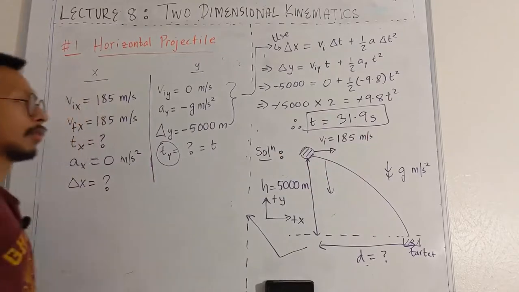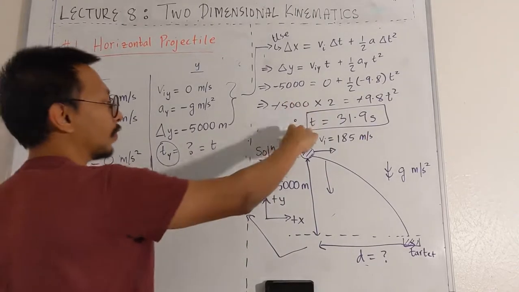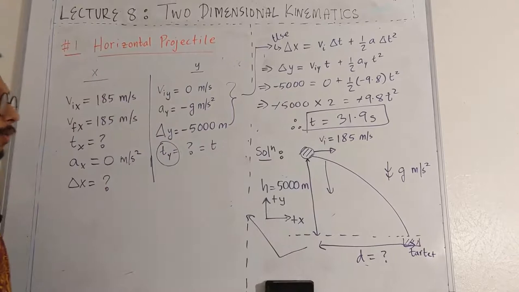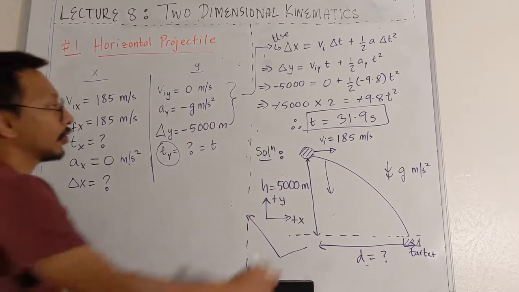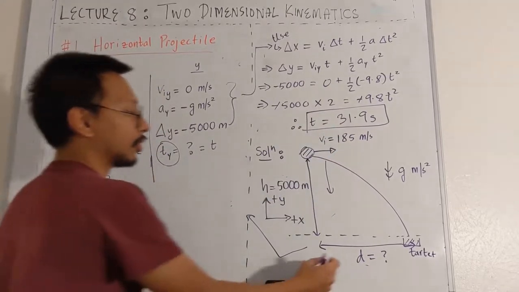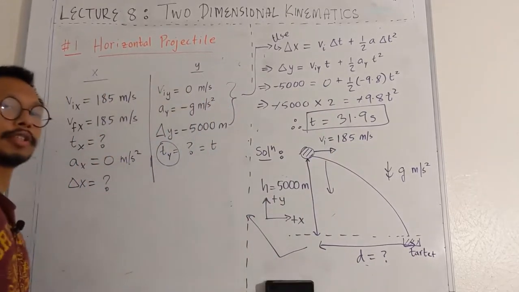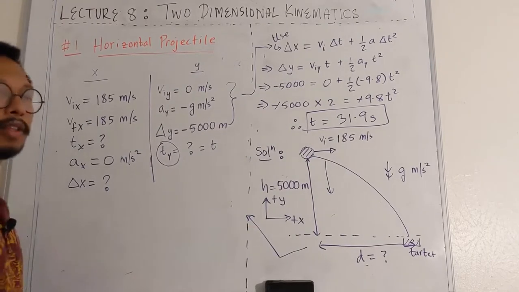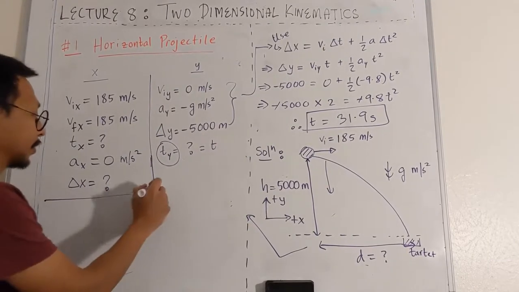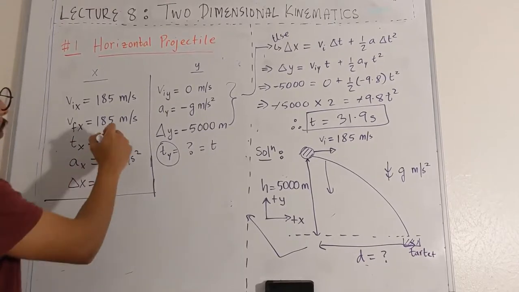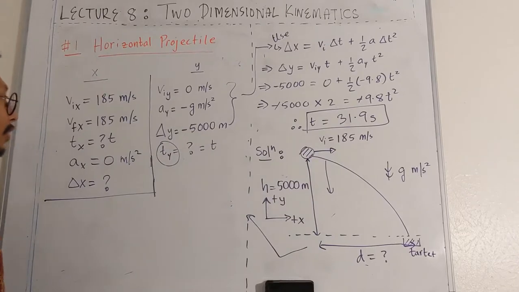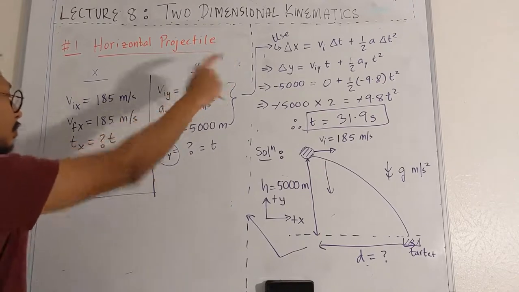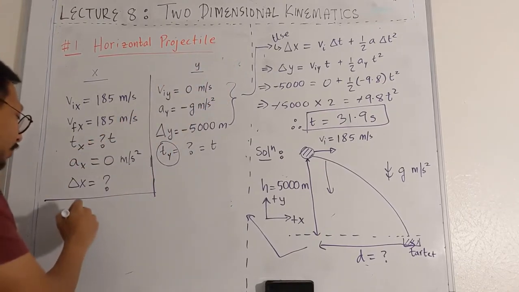This is the time the parcel takes to move a vertical distance, or displacement, of 5000 meters downward. This is also the same time the parcel takes to move the horizontal distance it moves after being released, and we want to find that horizontal distance. So, as we know, t in x is now 31.9 because time is the same for both x and y. Since we want delta x, we can simply use that same equation for delta x.